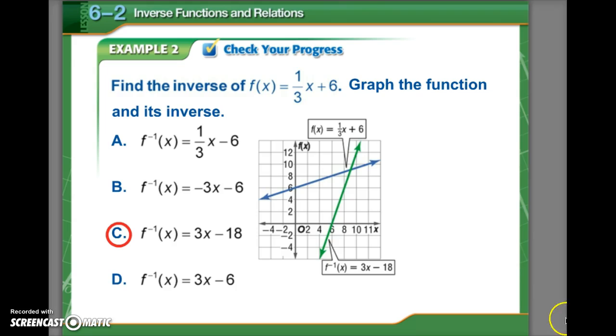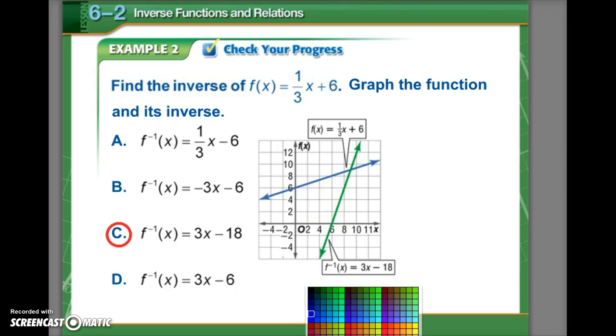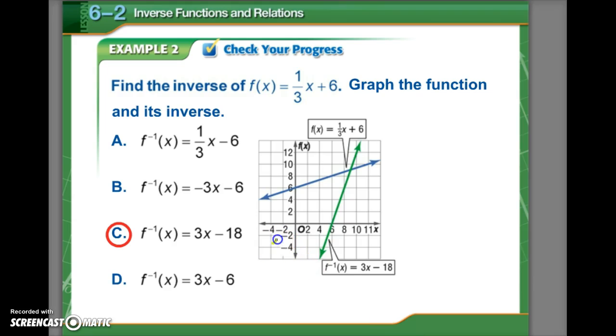Okay, the answer this time is C, and here's what the graph looks like for those two functions. Notice again, let's draw this imaginary dotted line through y equals x. That wasn't perfect, but notice how you can still see they're symmetric around that line.